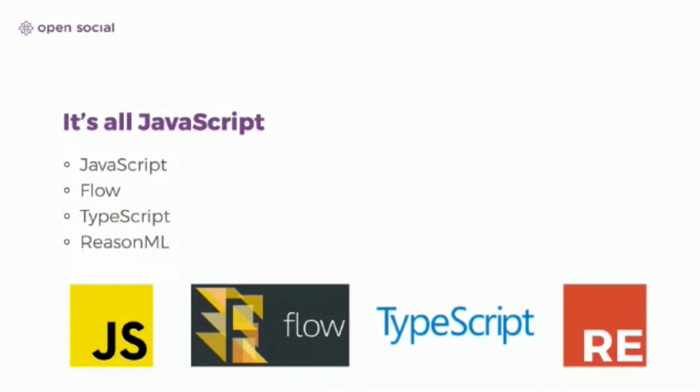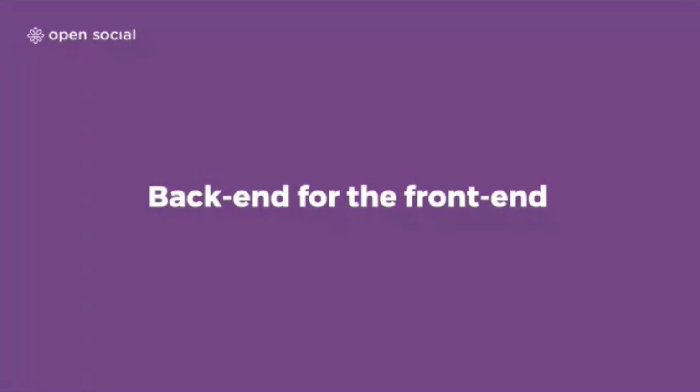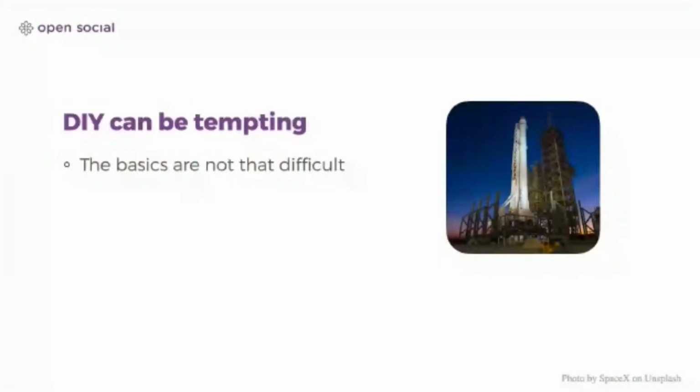Now that we have our front end figured out, we'll still need to do some of this page generation and server-side rendering. So we need a backend for our front end. It can be tempting to build your own. The basics of server-side rendering or generating static pages aren't that difficult. But what you do see is that once you have these basics down, you want to build some optimizations, then the trouble starts.